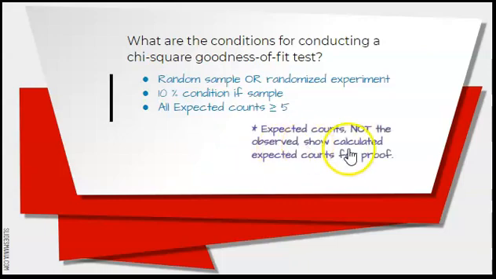Now, expected counts, not the observed, make sure you're checking the expected counts, not the observed counts, to be greater than 5, right? You got to calculate those. And you have to show them calculated somewhere for proof.